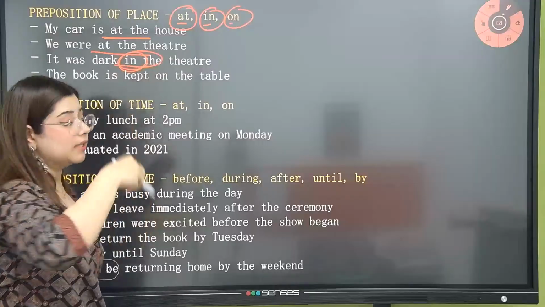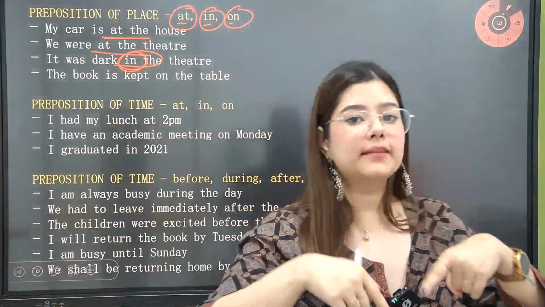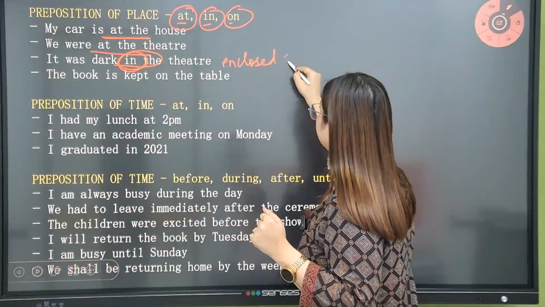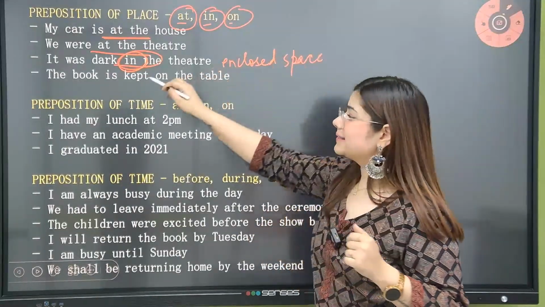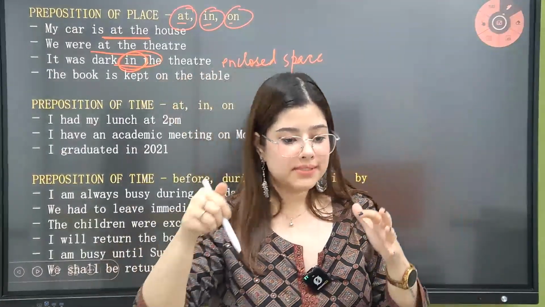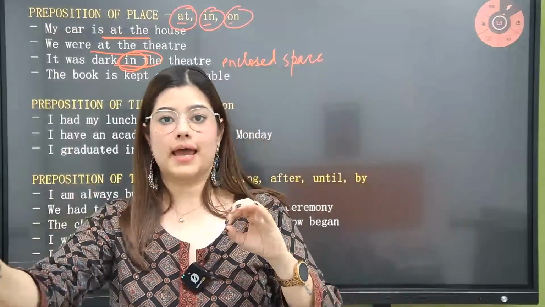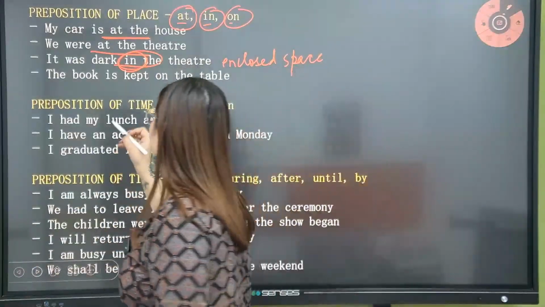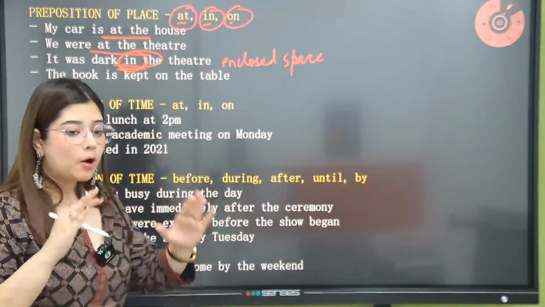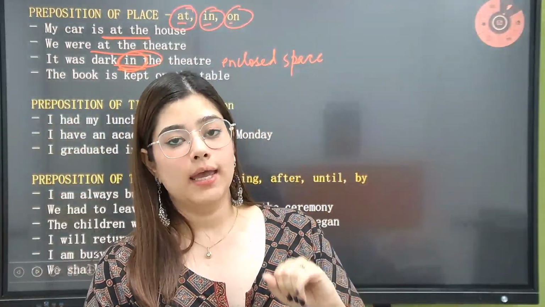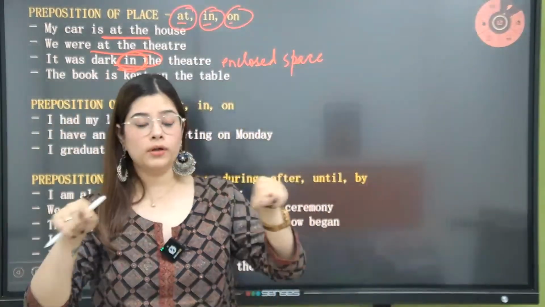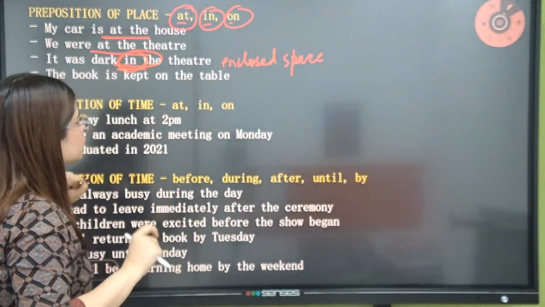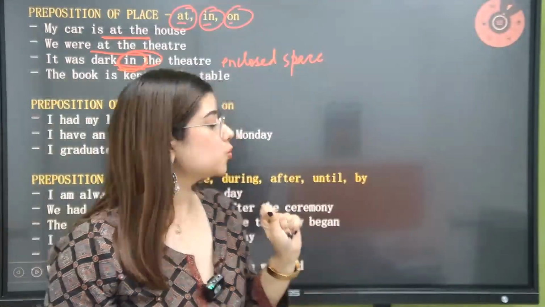Now, when I say in the theater, I am inside the theater in an enclosed space. When I say I am at the theater, probably I'm standing outside the theater. I'm not inside the theater. I am at the theater, right? But whenever we say in, we are talking about an enclosed space in the room, something which is inside those four walls. So in is used to refer to an enclosed space.